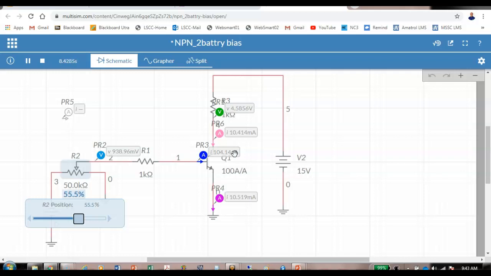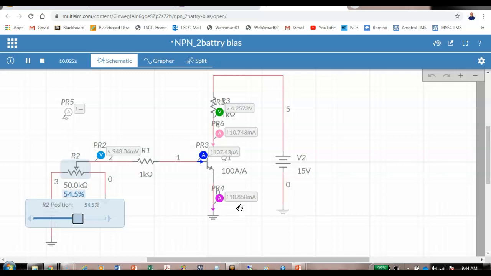So a very small base current is going to control a very large collector current. And notice how close these are. So this is 10.519 milliamps. This is 10.414 milliamps. So the emitter current is slightly greater than the collector current. But since we're going to be dealing with a lot of approximation, a lot of tolerances, for most of our math, we're just going to say these guys are equal to each other because they're so close, and it won't make that much difference in our calculation.